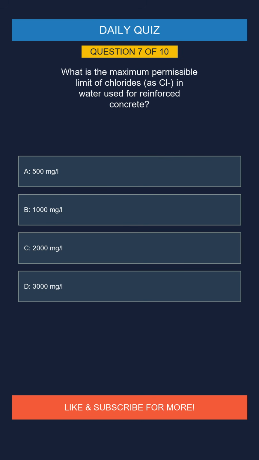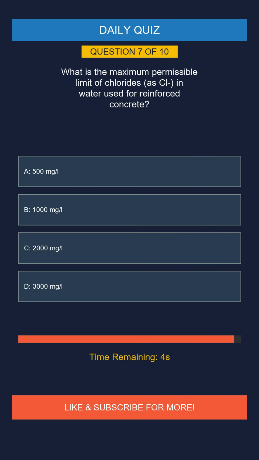Question 7. What is the maximum permissible limit of chlorides as Cl in water used for reinforced concrete? Option A, 500 mg/L. Option B, 1000 mg/L. Option C, 2000 mg/L. Option D, 3000 mg/L.